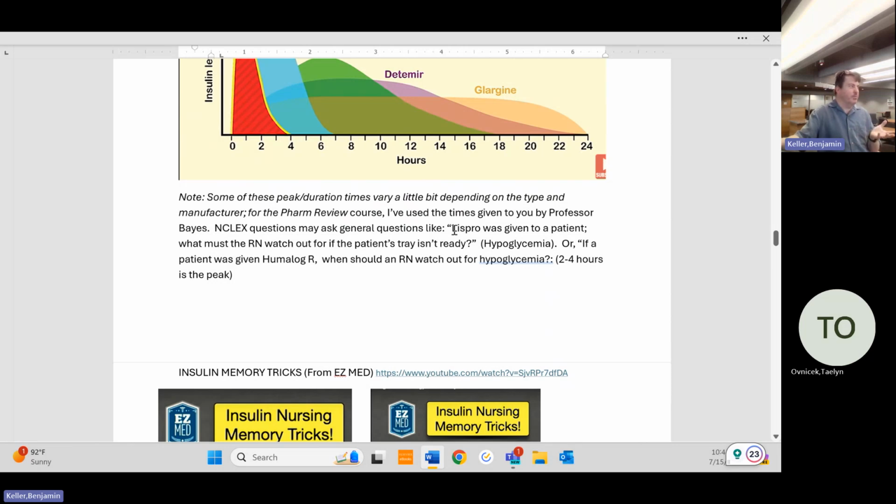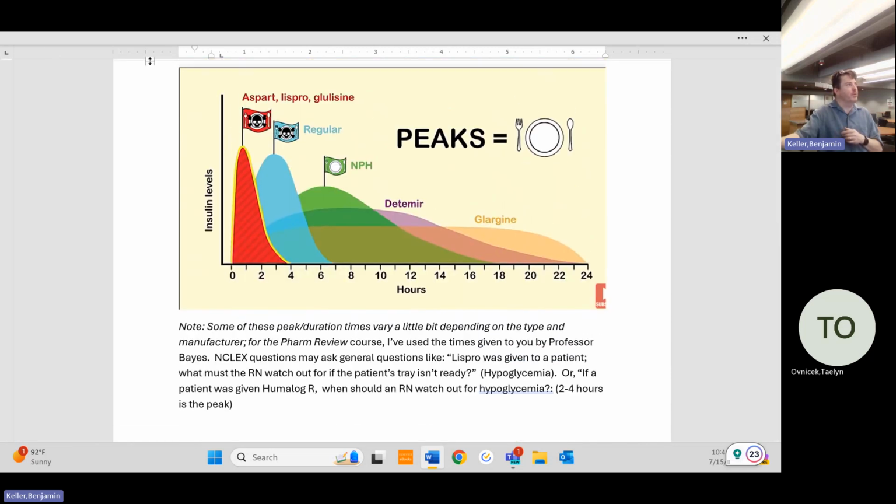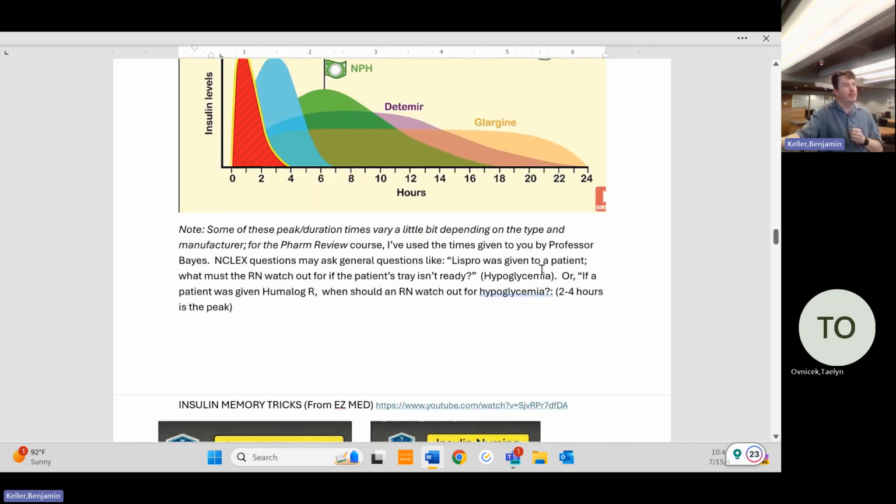Lispro was given to a patient. What must the patient watch out for if the patient's tray isn't ready? Well, let's take a look. Where is Lispro? Lispro's up here, right? It's got a really fast time. It starts working in 15 minutes. It peaks about 45 minutes to an hour. And if that tray isn't ready, this patient's going to have hypoglycemia. Does that make sense? This is what you're going to see on those test questions.